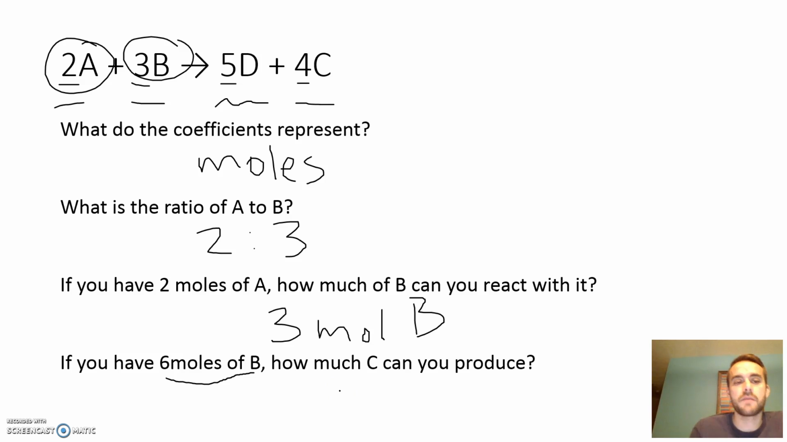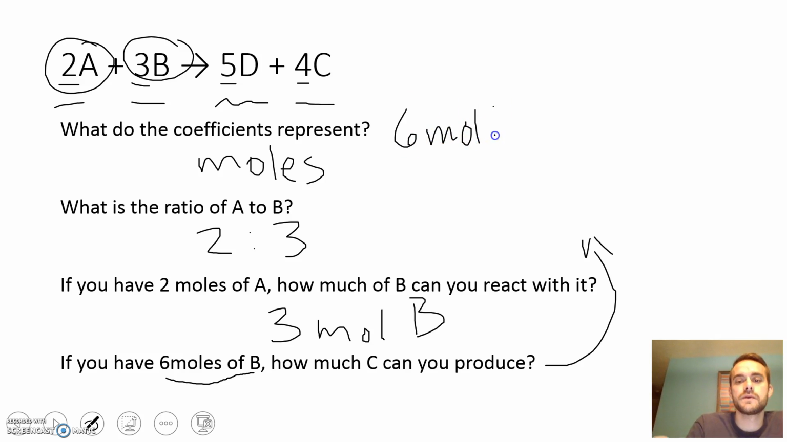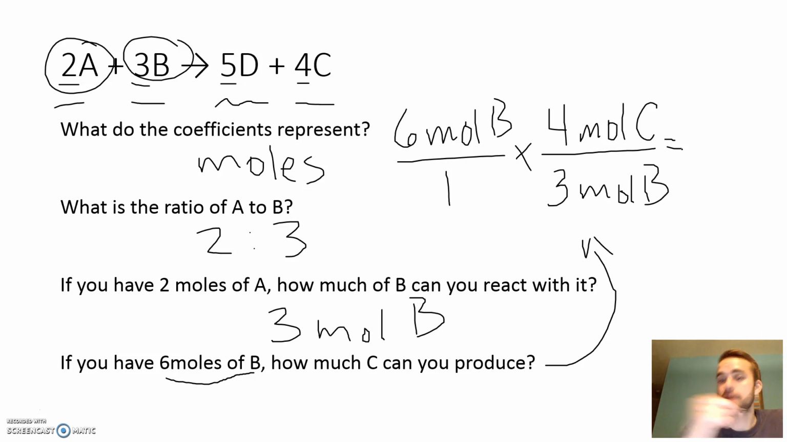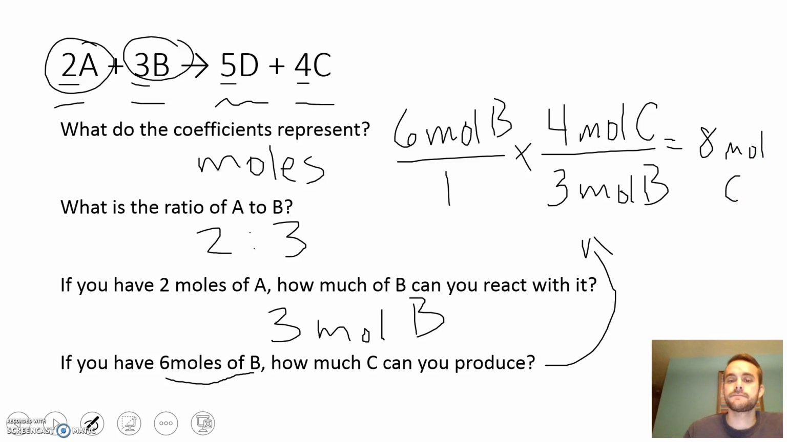And then, if I have 6 moles of B, how much C could I make? Well, what I would do, I'm actually going to take that and work that one up here. I'd start with 6 mole of B, put that over 1, and I would just multiply by our ratio. What's the ratio of C to B? Well, for every 3 moles of B that we use, we actually get 4 moles of C. So then we would multiply that out. 6 times 4 is 24, divided by 3 is 8. So you would get 8 mole of C. And that's your final answer. Awesome.